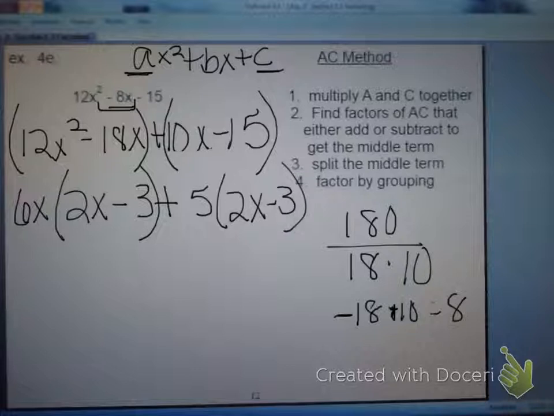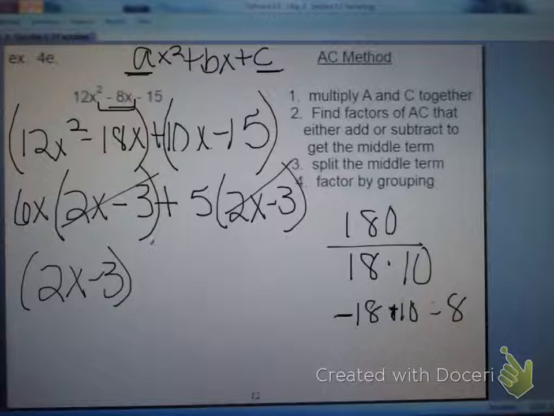And notice these two binomials are identical. So 2x minus 3, I'm going to factor out a 2x minus 3. Kind of pull it out, they become 1, and what's left over is the 6x plus 5.